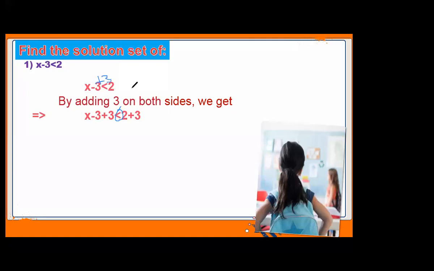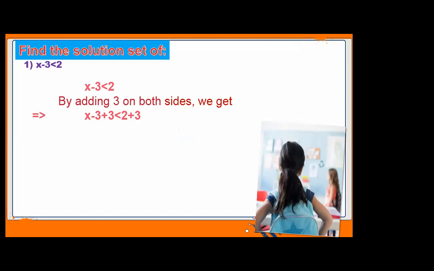Okay. So here by adding 3 on both sides, plus 3, and here plus 3. By adding 3 on both sides, what can we see here? This minus 3 and plus 3 will be cancelled. Okay, Arif? So we get x is less than 5. Less than 5 means the x value is less than 5. What is the meaning of less than 5? Less than 5 means 4, 3, 2, and so on.